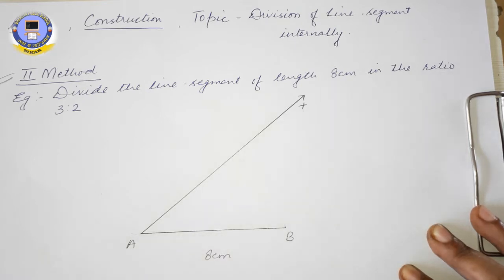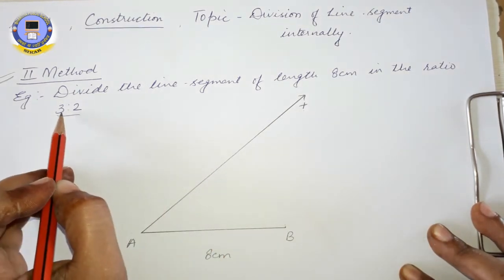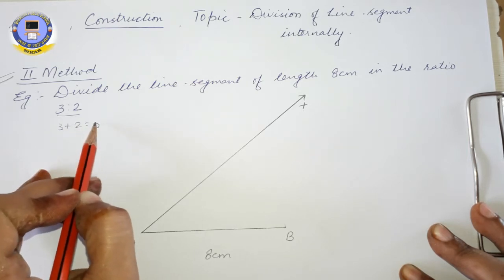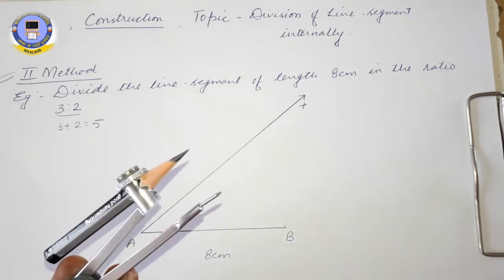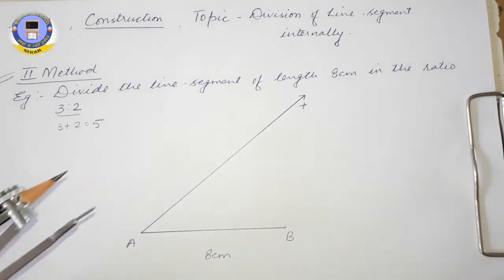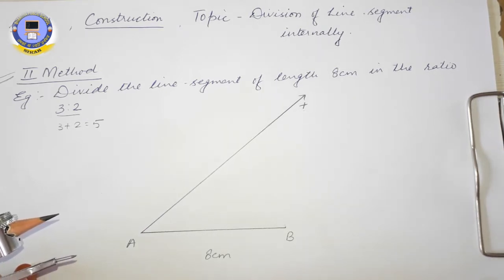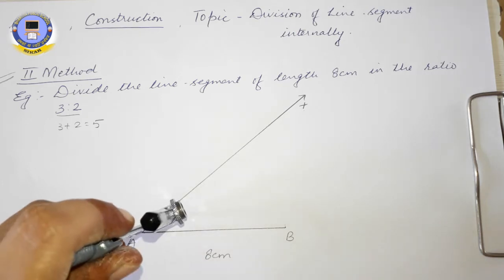Now we have to divide this line segment AB in the ratio 3:2. So we will add them: 3 plus 2 gives 5. We will open our compass to a standard size and cut 5 equal arcs starting from point A.